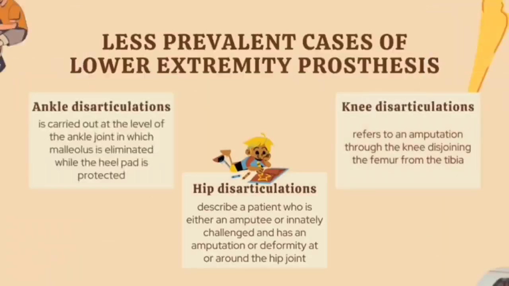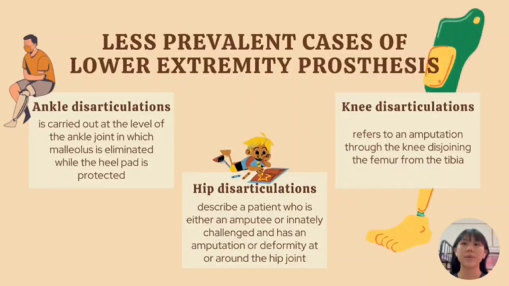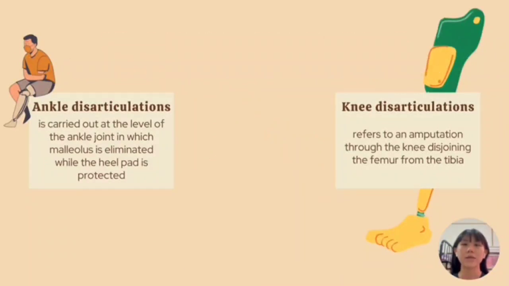Next, other than these 2 prosthetics, there are some other lower extremity cases, but they are less prevalent. For example, hip disarticulations, knee disarticulations, and ankle disarticulations. These are just extra knowledge to let you all know. Now, I will pass to my groupmate Gino for the next content of this video.